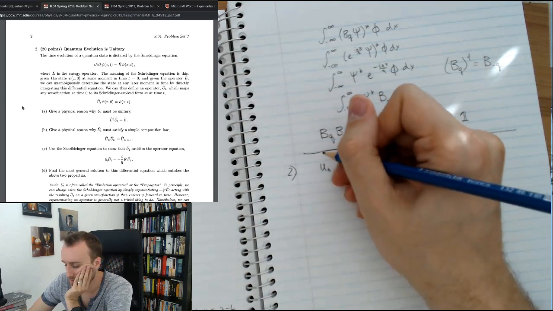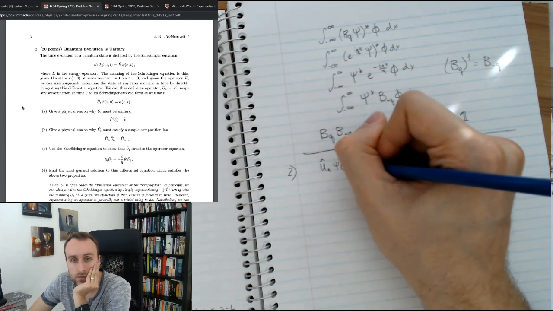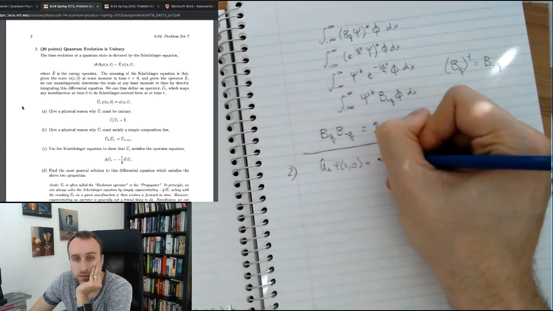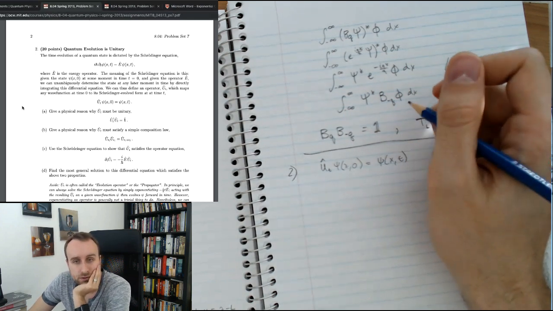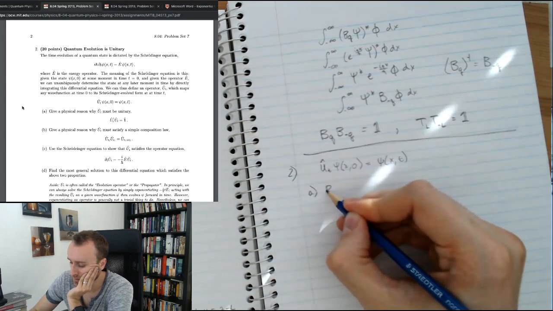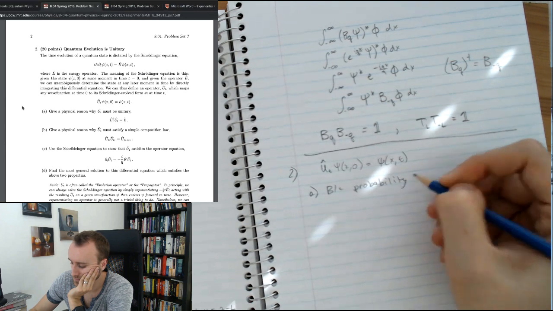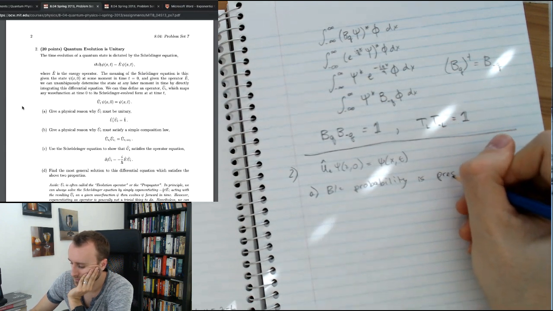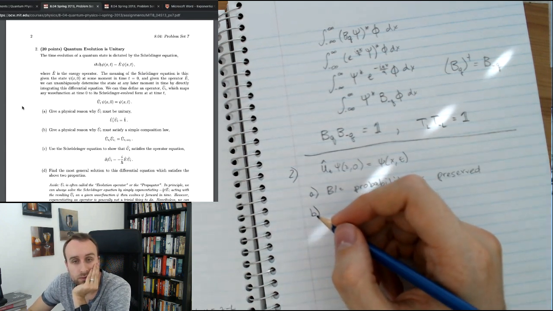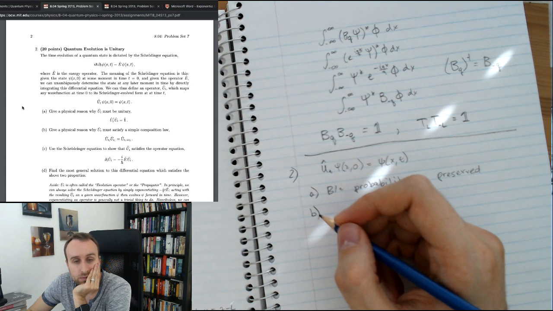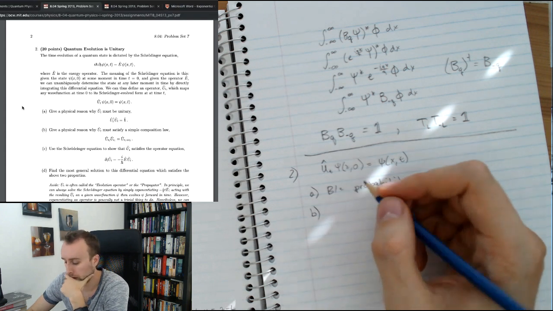Okay, so this time evolution operator, U_t, acting on psi of x and 0 is equal to psi of x and t, okay? Give a physical reason why it must be unitary: because probability is preserved. B. Give a physical reason why U_t must satisfy a simple composition law. U_t2 U_t1 is equal to, okay.